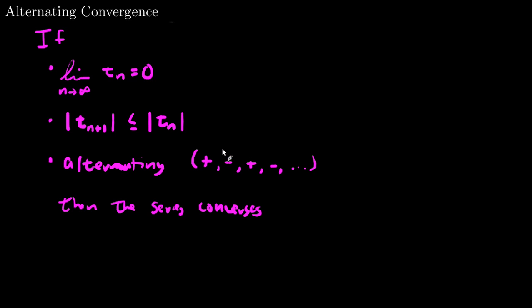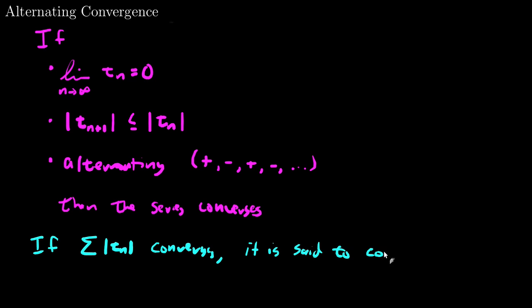But on a side note, if the series of the magnitudes of the terms, so changing all the negatives to positive, converges, it is said to converge absolutely. So this is even stronger. Some things will converge absolutely, and some things may only converge if we allow for the positives and negatives. Before I go into an example, why?